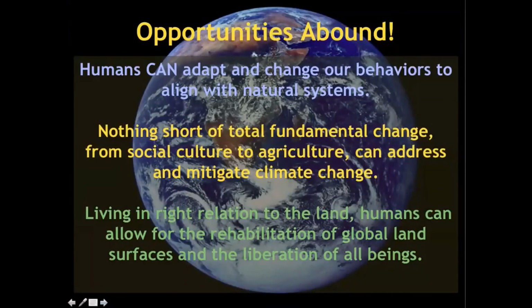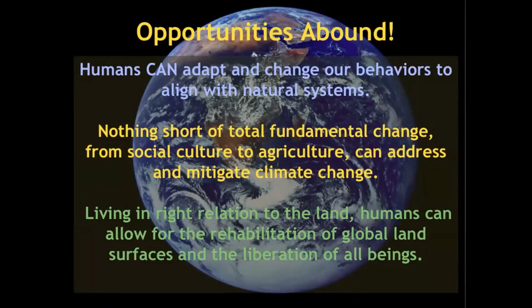We have lots of opportunities ahead of us. If we work together, which we are, we're building that social mycelium. It's strengthening every day. I'm so grateful to be a part of it. And I know that we can do this. We can adapt, we can change our behaviors. We can live in alignment with natural systems.